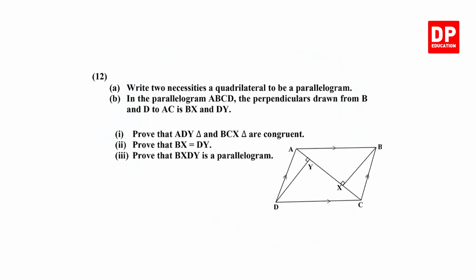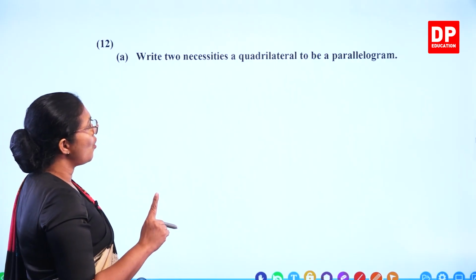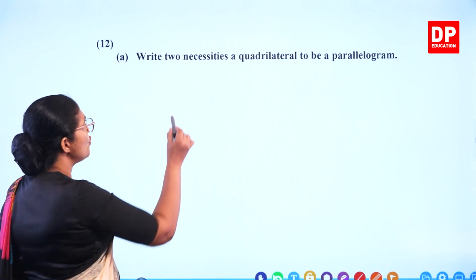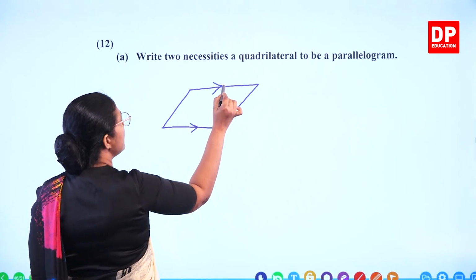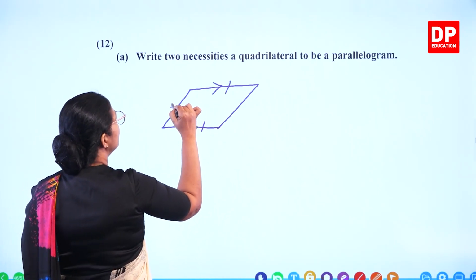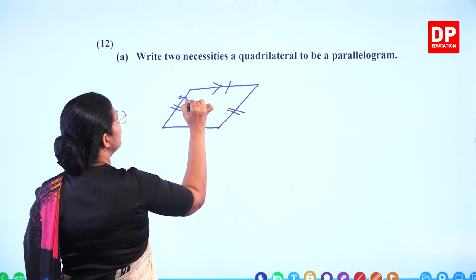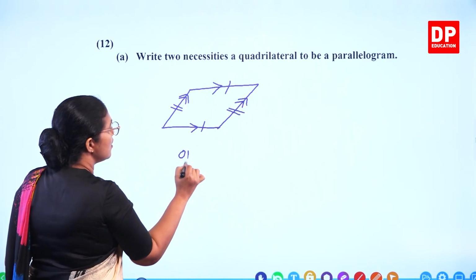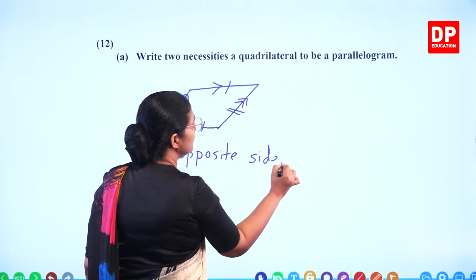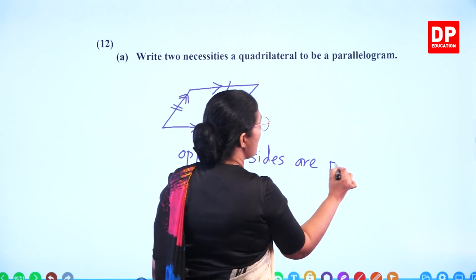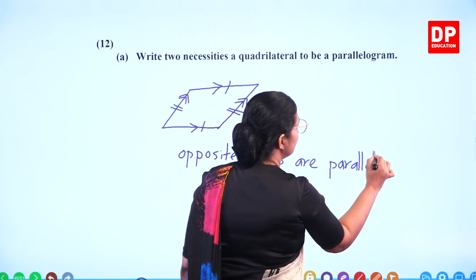So you have to show the two triangles are congruent and that it's a parallelogram. BXDY is a parallelogram, a proof question. Let's do that. Write 2 necessities for a quadrilateral to be a parallelogram. So what do you know about a parallelogram? Opposite sides are parallel and equal. So you can write that down. Opposite sides are parallel and equal.